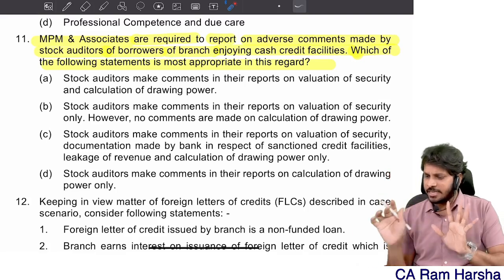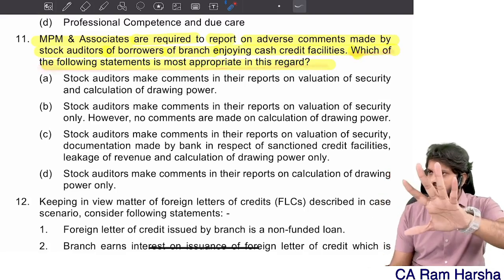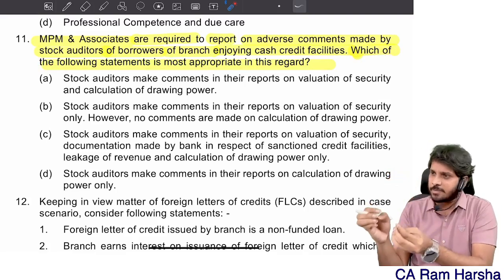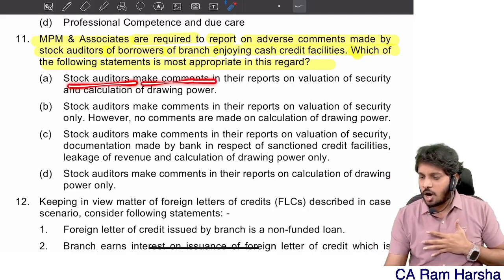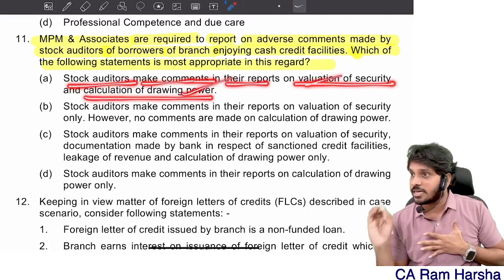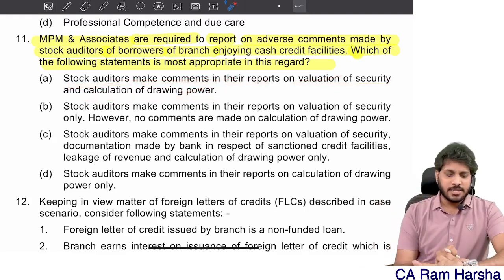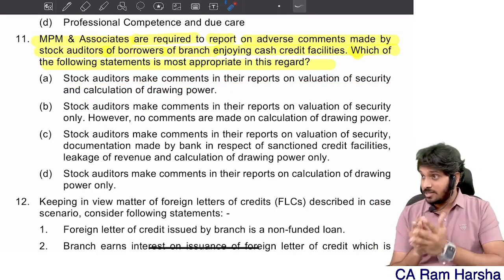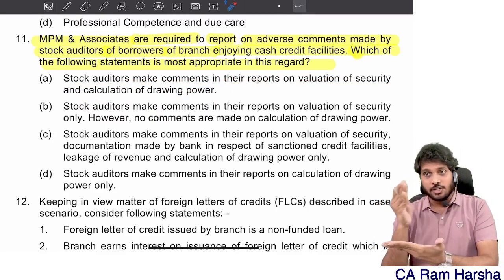Inside that adverse comment is there. Which of the following statements is most appropriate? They're asking. Let us see what statement they're saying. Stock auditors make comments in their reports on valuation of security and calculation of drawing power. Absolutely correct. Stock auditors generally mention in the report valuation of security and drawing power availability.